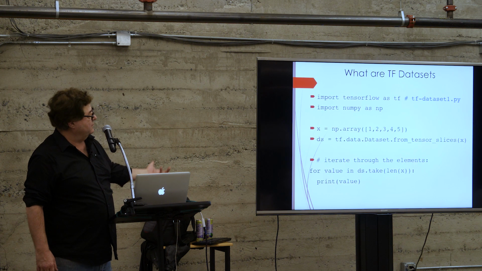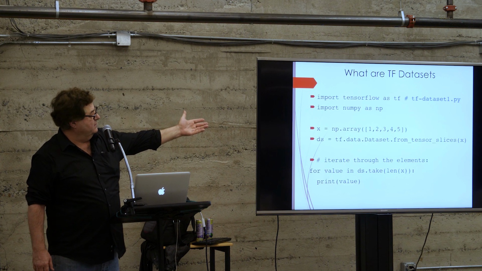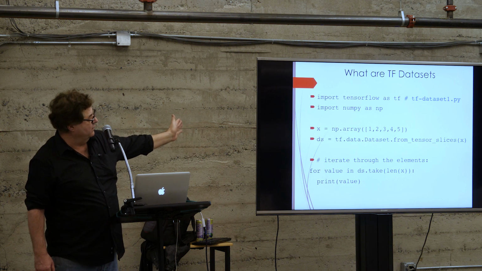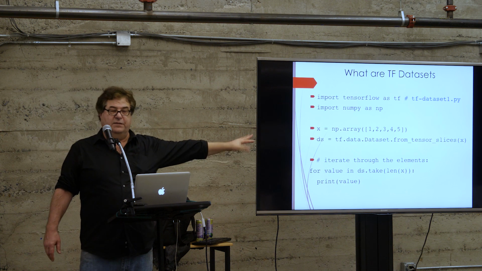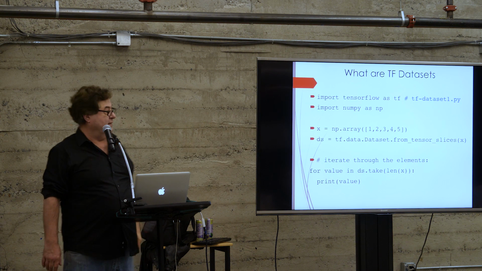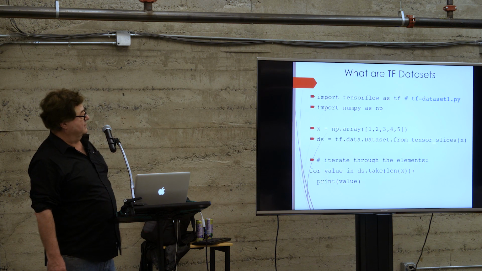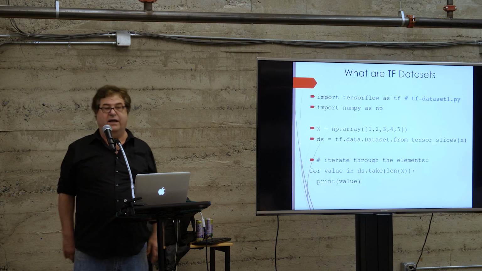So here's a very simple example. NP is the alias for NumPy. We get an array of 5 numbers, and that's how we create our data set. This is a typical way of doing it, DS for data set. That's it. There's our data set. It does absolutely nothing.